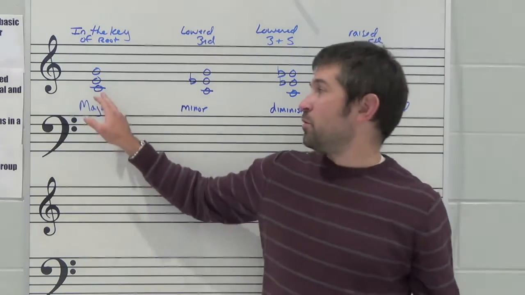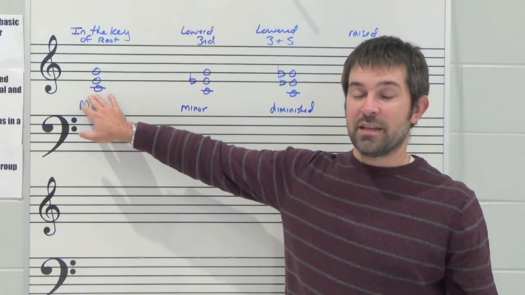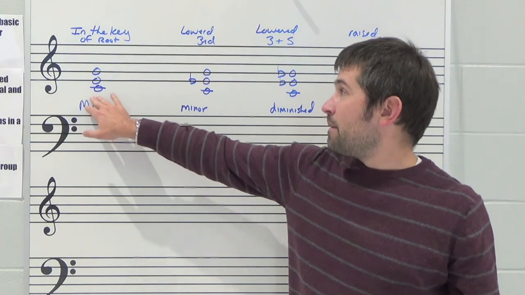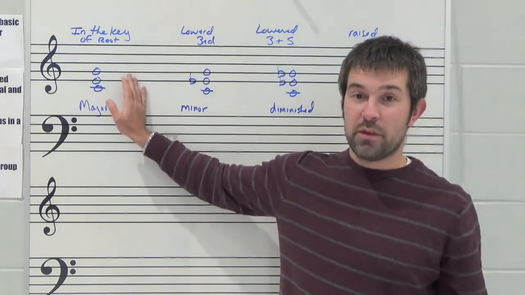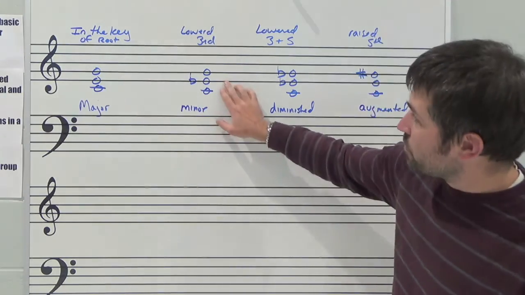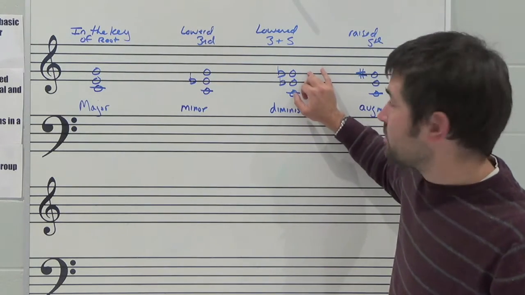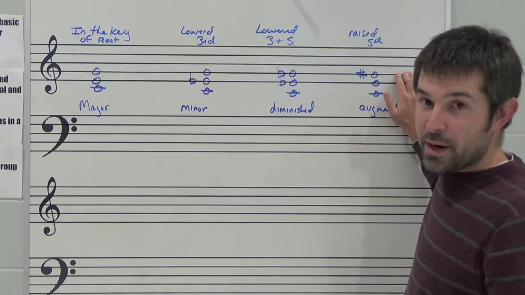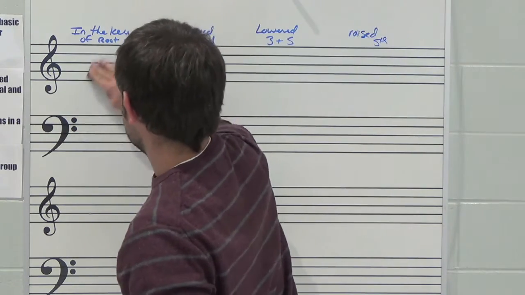Okay? So you find the root for any of these. You're going to find what's in the root, or what's the key of the root, and then you're going to determine how the rest of the notes relate. If it fits within that key, then it's major. If the third is lowered, it's minor. If the third and the fifth are lowered, it's diminished. And if the fifth is raised, it is augmented. Let's build that in another key.